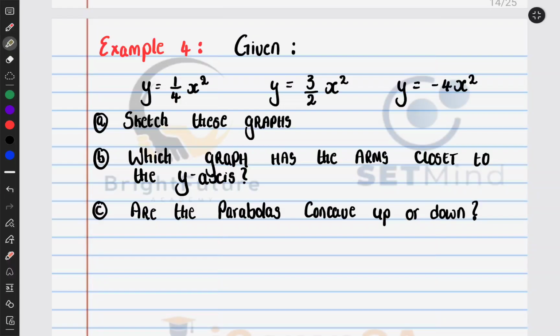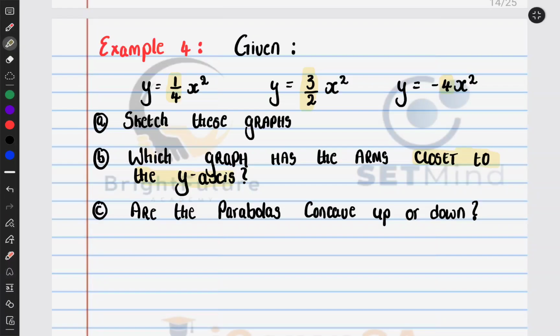Actually, question number B and C, I think you can answer them without even sketching the graph, because we understand that as the value of A increases, the arms of the graph get closer and closer to the y-axis. So we simply have to check the graph with the biggest value of A, and without considering the sign, we just go ahead and look. We have 1 over 4 and 3 over 2, which is 1.5, and then we have 4. Obviously that function has the arms which are closest to the y-axis.